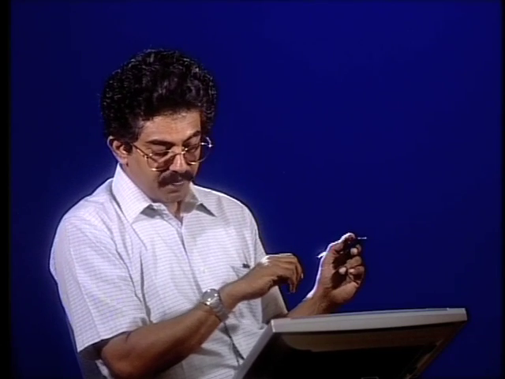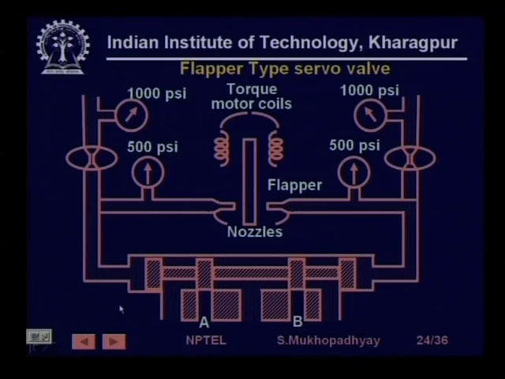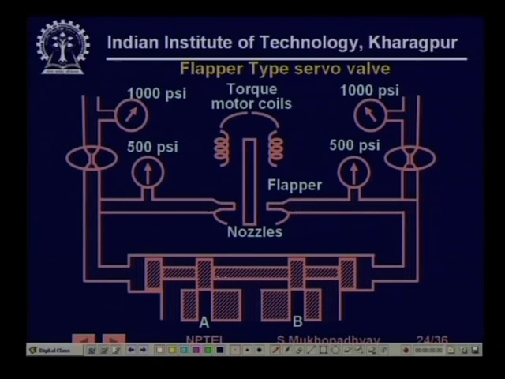Next we see another type of servo valve, which is a flapper type servo valve. So, you see what is happening here? Again, this is the valve. The valve is being moved by applying pressure here or pressure here. So, you have to create a differential pressure. How do you create that pressure?